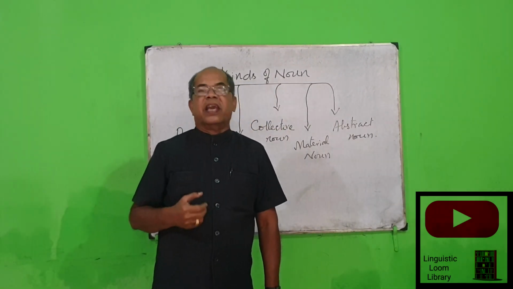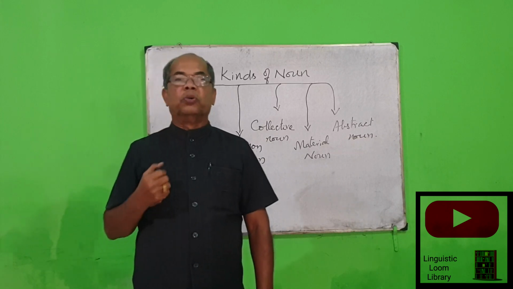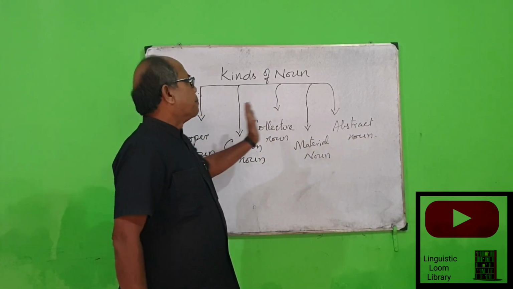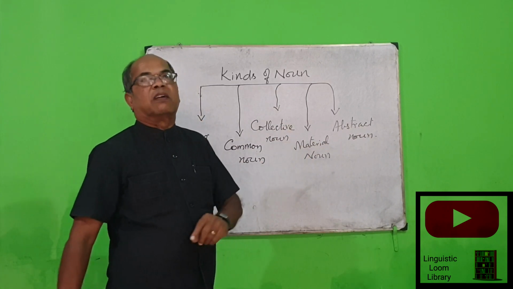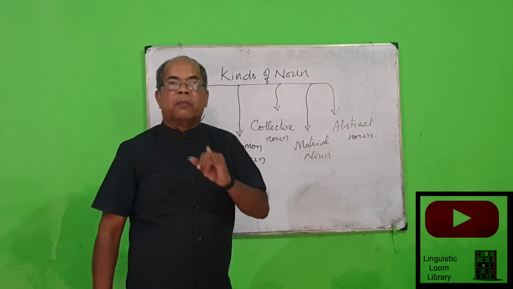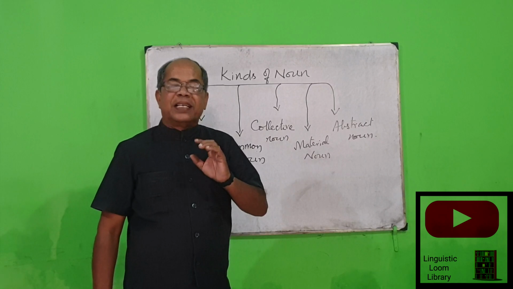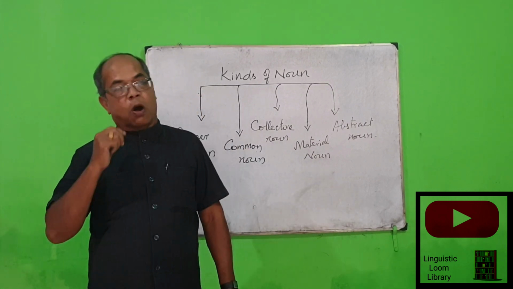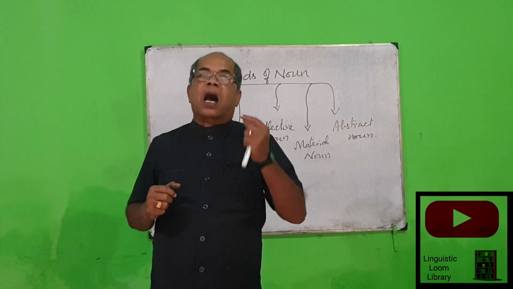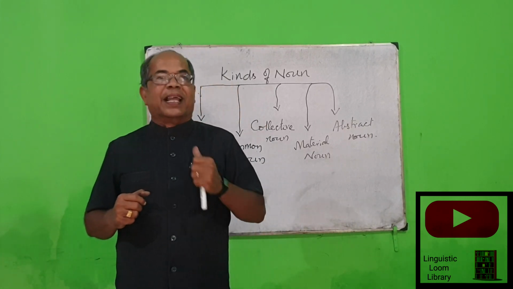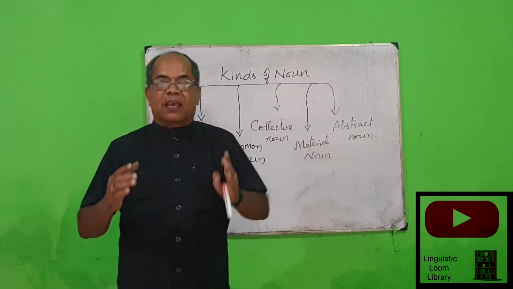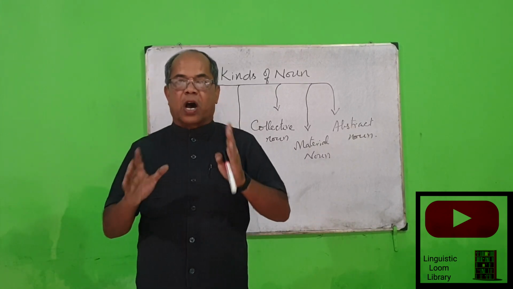Any name, any noun which is given to you can be put into these 5 kinds of noun. One is proper noun. The other is common noun. The next one is collective noun. The next one is material noun. And the last one is abstract noun. See, there are 5 kinds of noun.